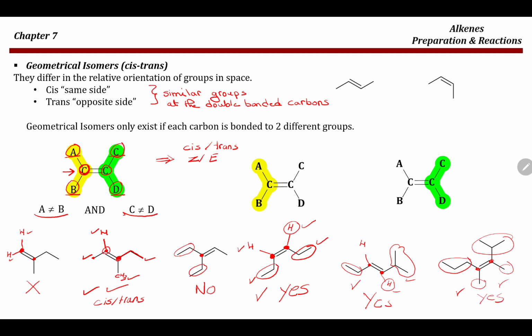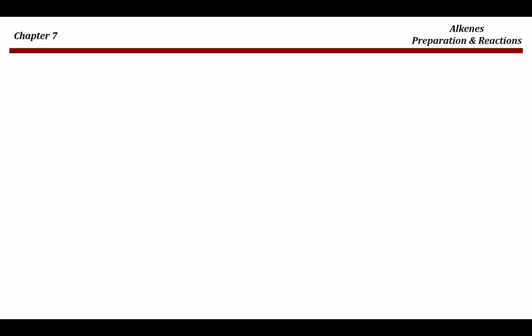So the point is that you look at each carbon alone. Does it have two different groups? Yes. Move to the second carbon. Does it have two different groups? Yes. If both have different groups, then we have cis-trans isomers. Otherwise, no. The answer is no. We don't have cis-trans or even E-Z isomers.